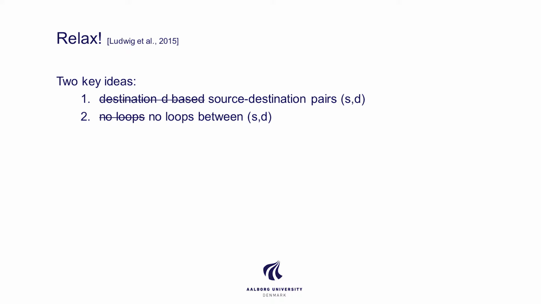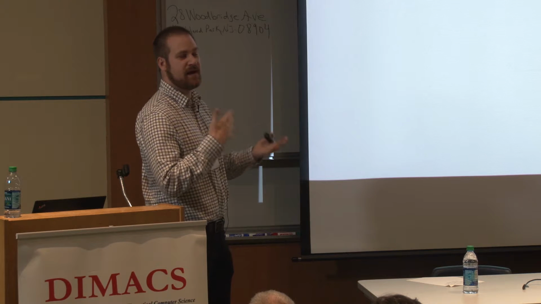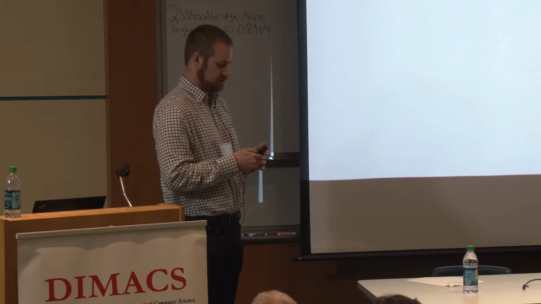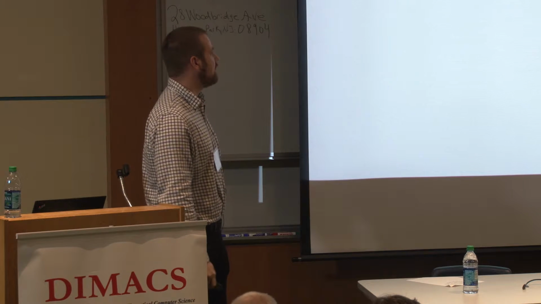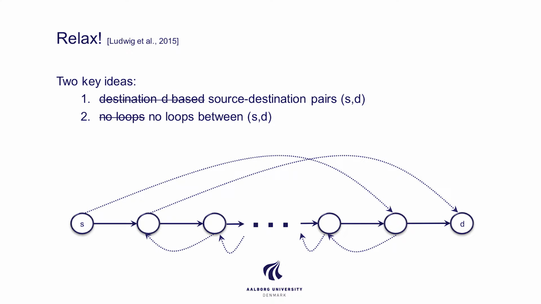And the second idea is that instead of saying we don't want any loops in the network, since now we route a source-destination pair, we don't want any loops on the current route between the source and the destination, meaning that if there's a loop somewhere else, but it doesn't get fed new data from the source, we don't care so much.